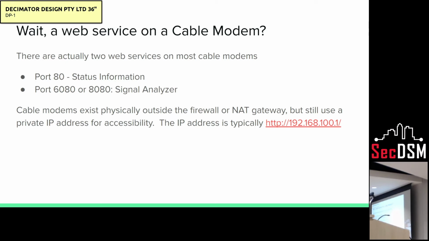The interesting thing about this is cable modems generally exist outside the firewall. That makes sense, right? You plug the Ethernet jack from your cable modem into your WAN port, and then the rest of your network plugs into the other side of your firewall or your router or whatever. So even though cable modems exist outside of the network, you can still access them from inside the network with a private IP address.